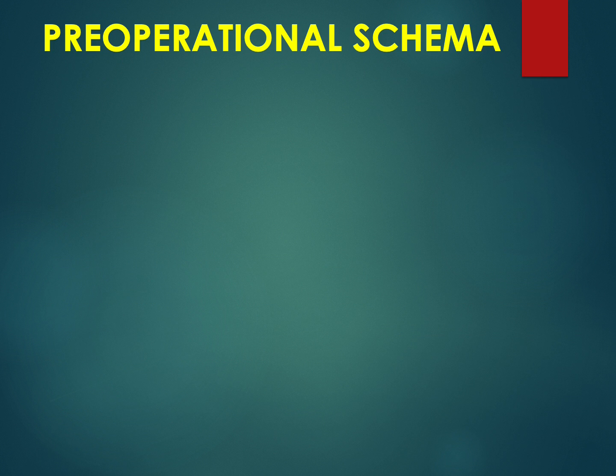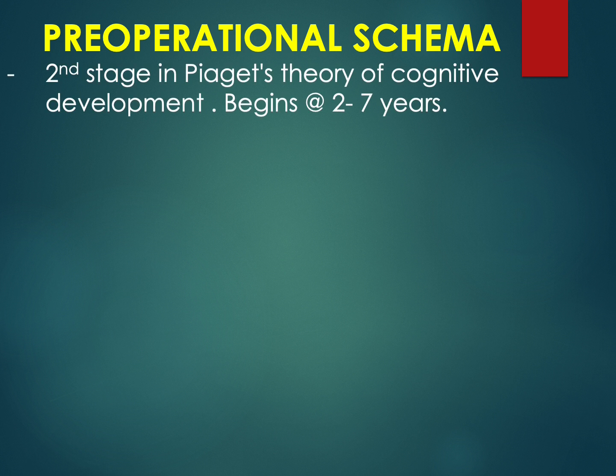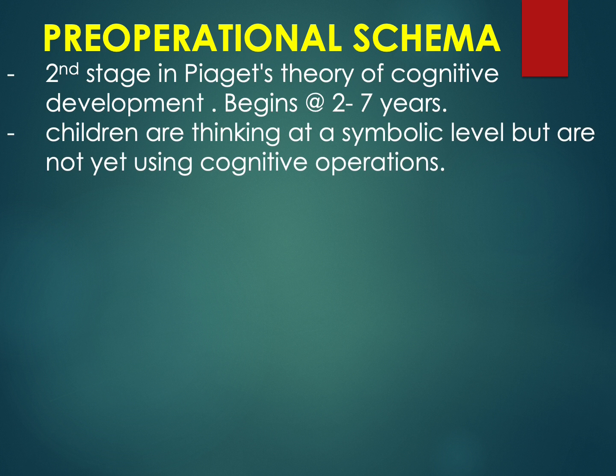We also proceed to the next schema, which we call the pre-operational schema. It is the second stage in Piaget's theory of cognitive development, and it begins at the year 2 to 7. During this stage, children are thinking at a symbolic level but are not yet using cognitive operations. Dito po, marunong nang gumamit ng symbols or symbolisms or representations yung isang 2 to 7-year-old kid.